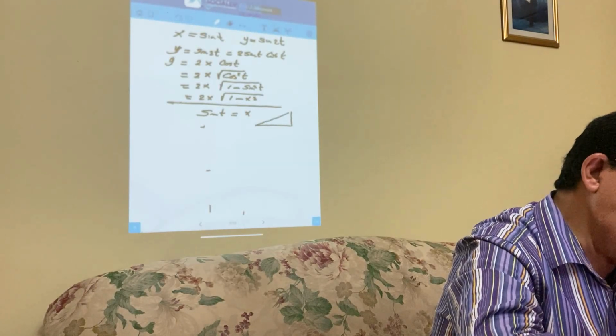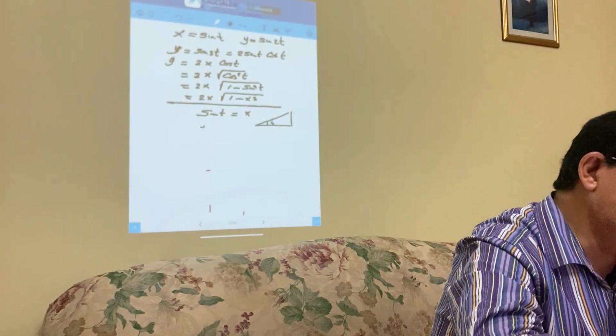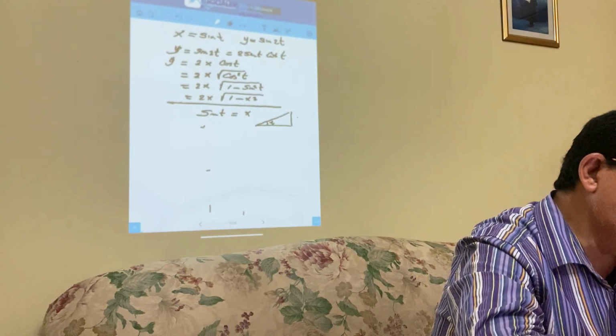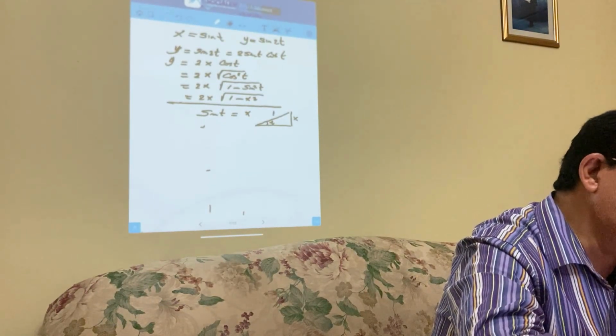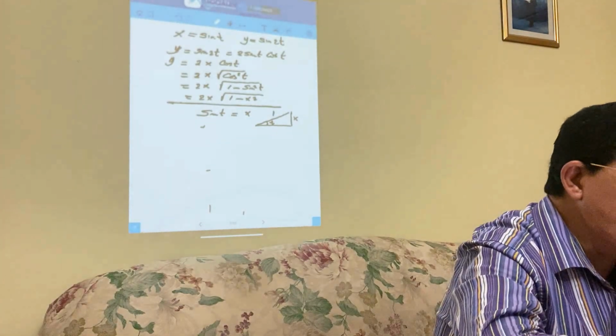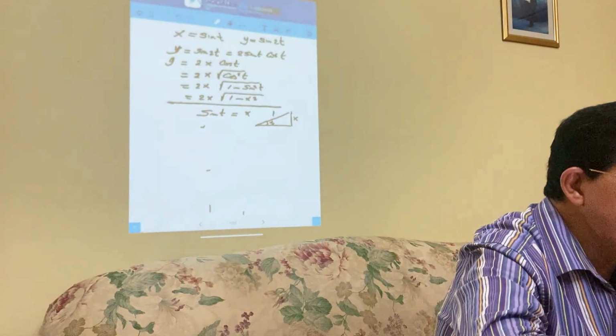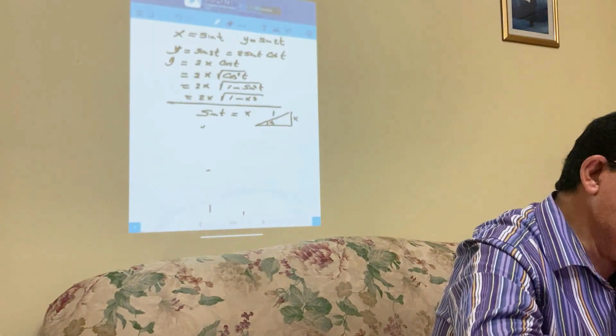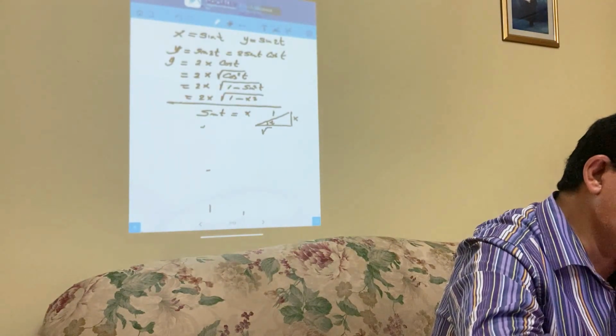You call this angle t. Sine t is x over 1. If this side is 1, that side is x. But what is this side? The square root of 1 minus x squared.